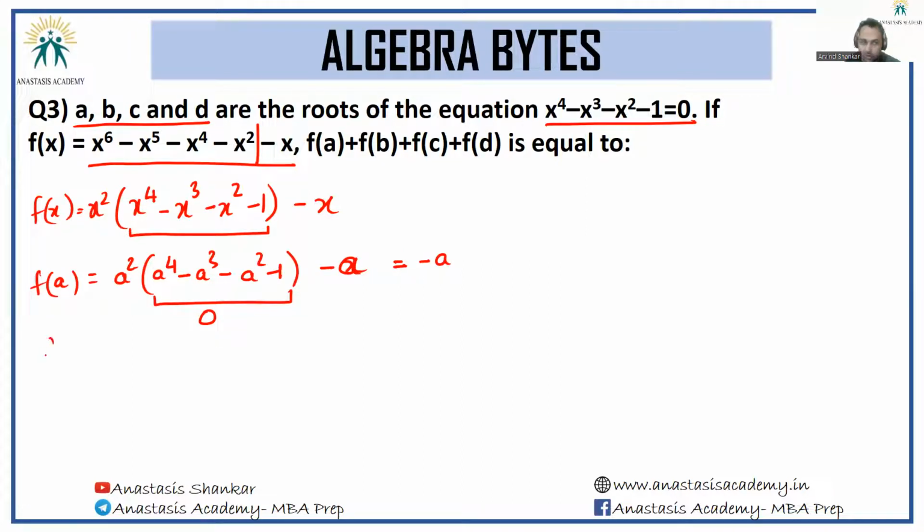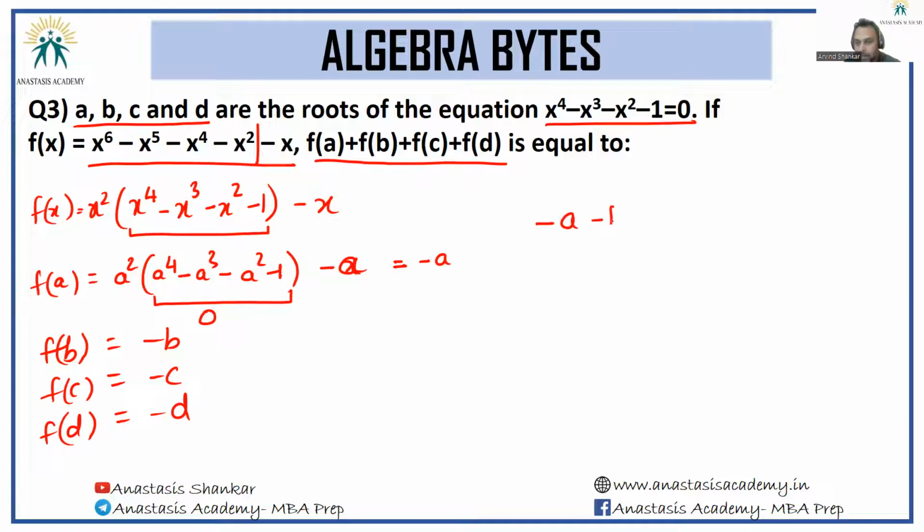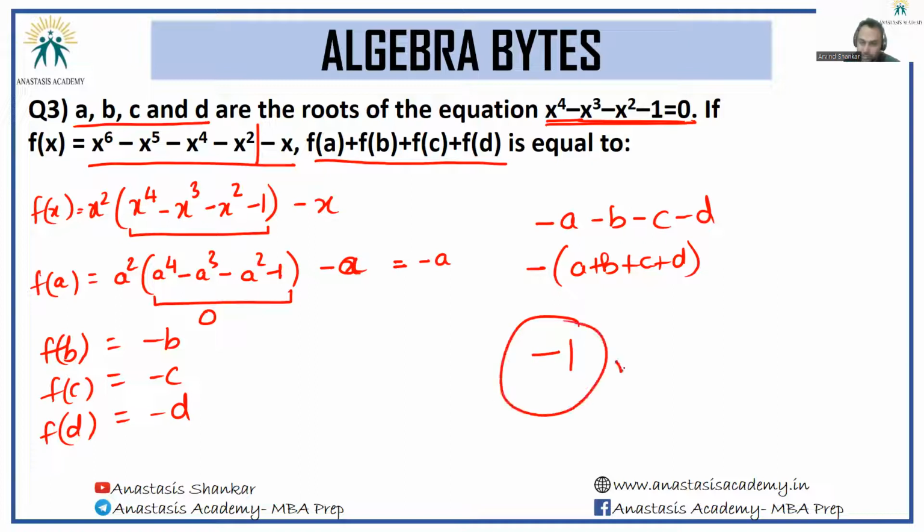And this is not just true for f(a). f(b) would be equal to minus b, f(c) would be equal to minus c, and f(d) would be equal to minus d. So when I'm looking at the summation of f(a), f(b), f(c), f(d), effectively I'm asking for minus a, minus b, minus c, minus d, or the negative version of a plus b plus c plus d. I'm looking at the sum of roots for this equation. Sum of roots for this equation is 1. So the answer that we need for this question is minus 1.